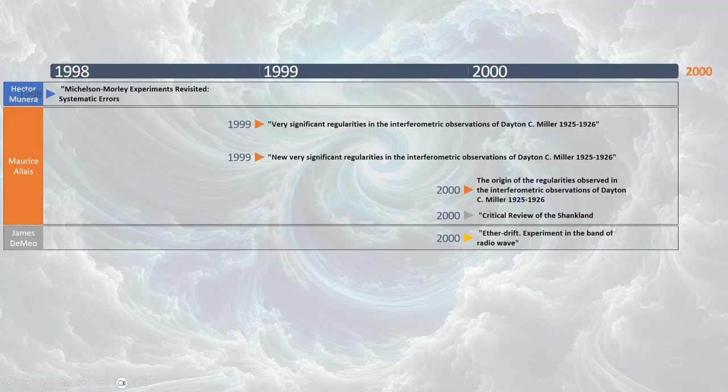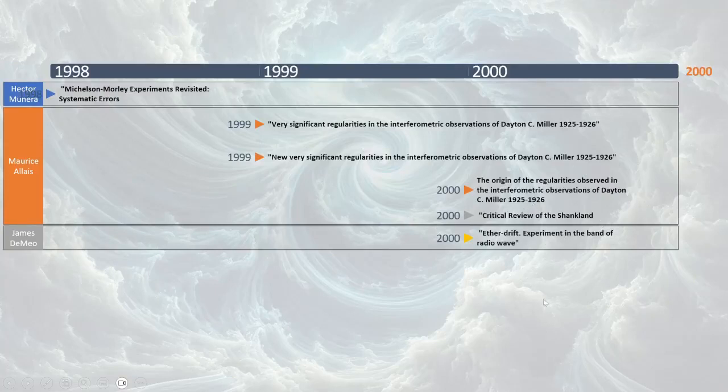And then Elias again. Very significant regularities in the interferometric observations of Dayton Miller. And that's just recently. So he's on the right track. And then he went with new very significant regularities in the interferometric observations of Dayton Miller. So he noticed the correlations that Dayton Miller noticed and has done his own work. And then finally, he went to review Shanklin, figured out what his motivations were and what he found.